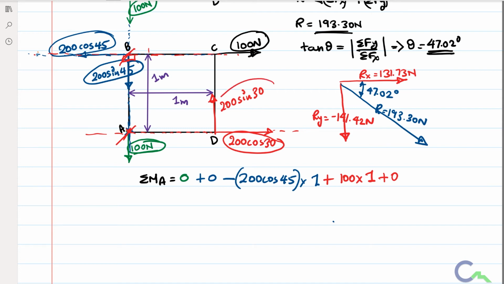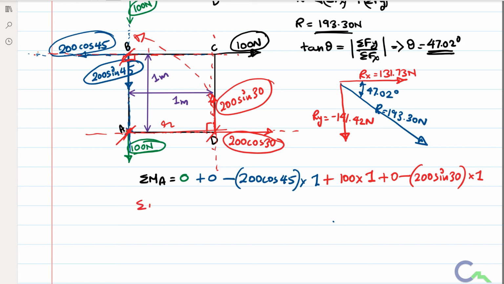The next force I'm going to consider, that is the vertical component of 200. If I shift that force in the line of action of force, it is not passing through A. Therefore it is going to rotate about point A. So how is it going to rotate? I will imagine that this is the radius R. If I apply that force, it is going to rotate in anti-clockwise direction. Therefore minus 200 sine 30, the perpendicular distance is 1 meter.